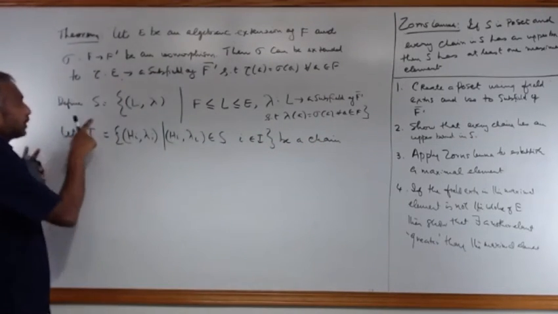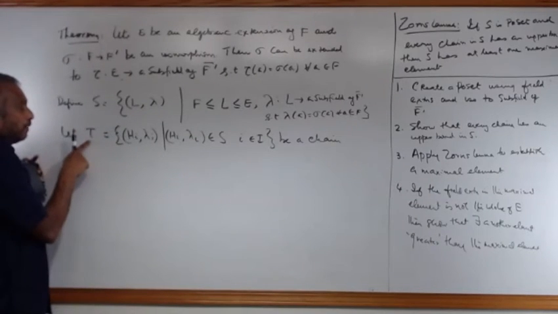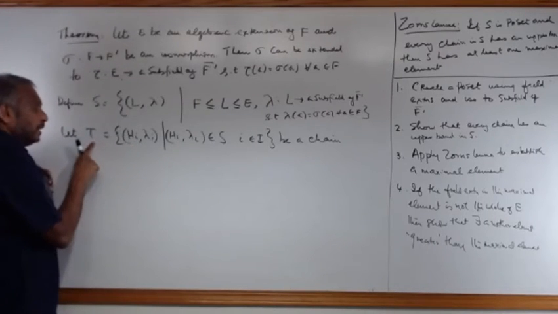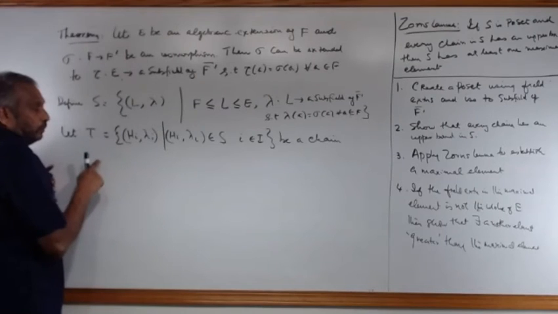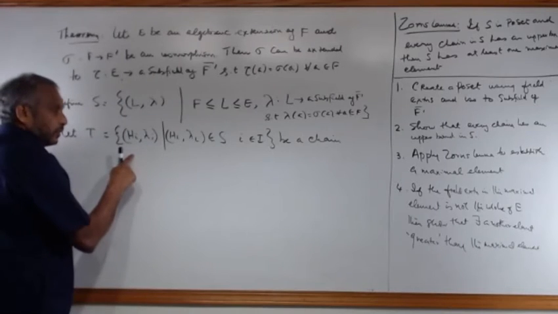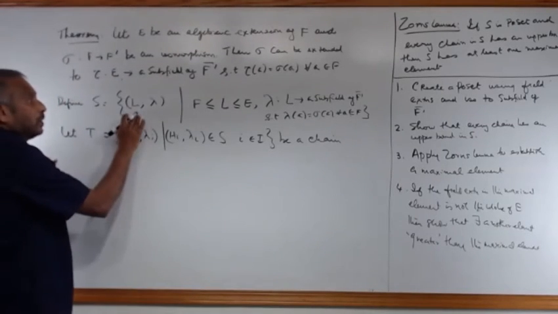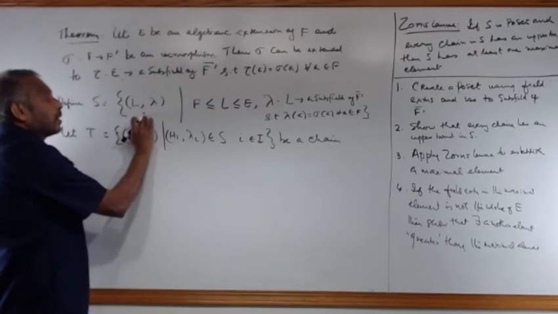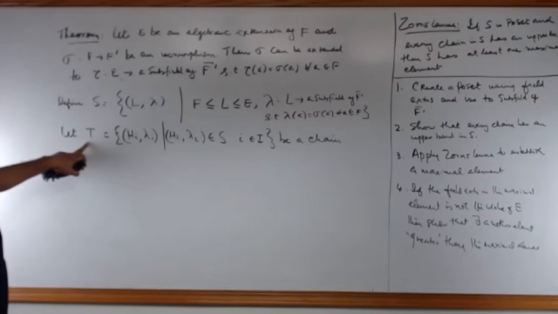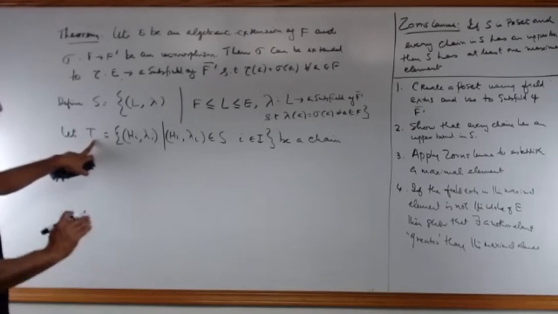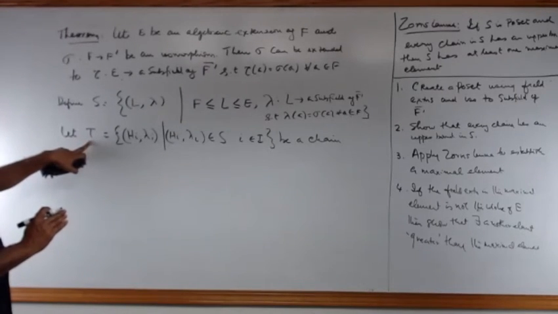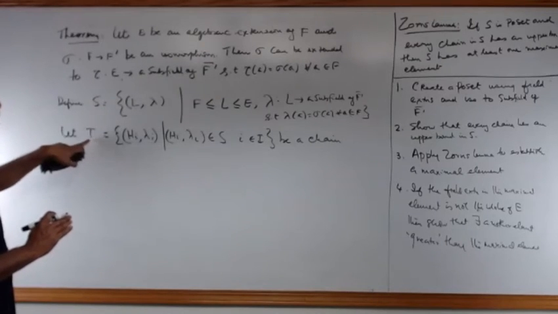This is actually a subset of S, but the additional property of T is, if you take any two elements from T, there is a relation between those two. It's either H_i is less than H_j, or H_j is less than H_i. Here it is not like that. Here you can find elements that are not comparable. So that is a chain. This is an arbitrary chain, any chain in S. So we need to find out if there is an element that can be an upper bound of T.